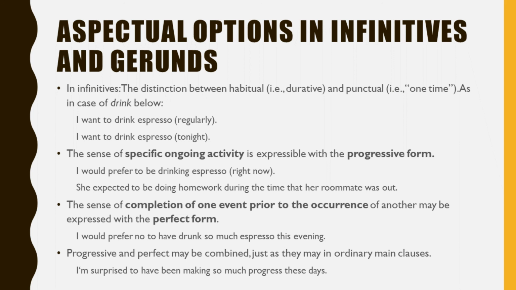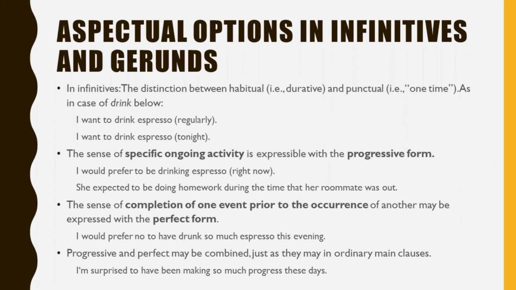The aspectual options in infinitives and gerunds. We have argued that infinitives have no tense markings and therefore do not by themselves express past versus non-past time. However, infinitives do express aspectual relationships. These include the full range of aspectual categories, with the exception of the distinction between habitual or durative, just like in the first example, I want to drink espresso regularly, and punctual or one time, just like in the second sentence, I want to drink espresso tonight.